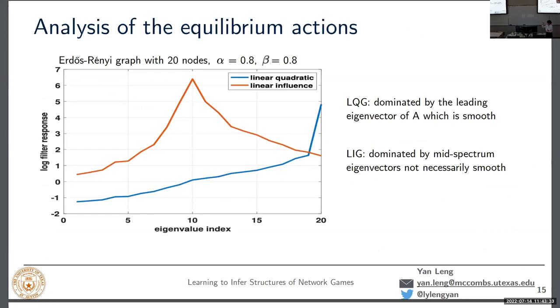We did just a simple illustration of this. This is an Erdős-Rényi graph with only 20 nodes. We choose relatively large alpha and beta, both 0.8. For the linear quadratic game, shown in the blue curve, the y-axis is the log filter response and the x-axis is the eigenvalue index. You see that it is dominated by the leading eigenvectors, so we tend to get a smooth action. For the linear influence game, it is dominated by the mid-spectrum eigenvectors, which are not necessarily smooth, meaning that this linear influence game is harder to infer the graph structure from.